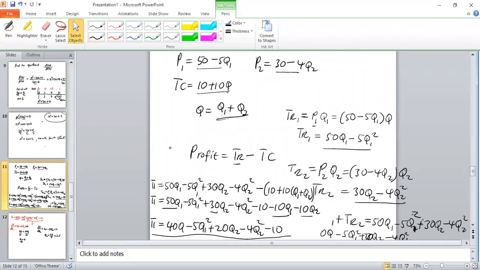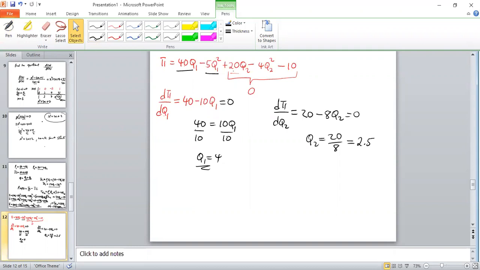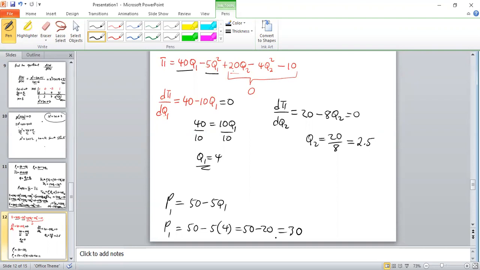So we go back to the equations for P and substitute in. The first one is P1 equals 50 minus 5Q1. Q1 we have found as 4, so we find the P1 that maximizes the profit. 50 minus 5 times 4 is 50 minus 20, which is 30. So the value of P1 is 30.